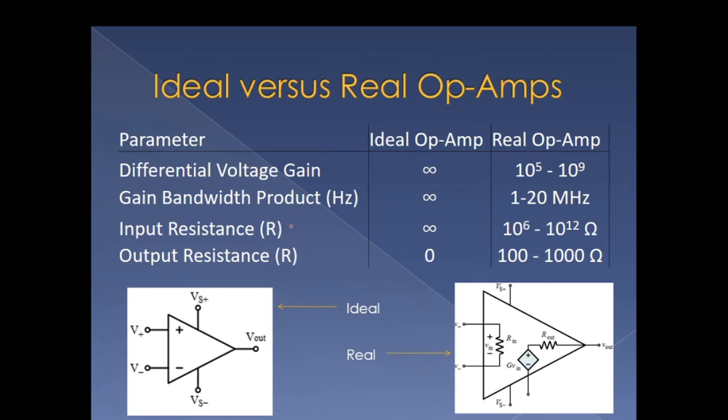Next, input resistance R is infinity, meaning impedance is infinity in case of an ideal operational amplifier, while in a real operational amplifier we find it in the order of 10 to the power of 6 to 10 to the power of 12 ohm. Next, output impedance or output resistance. In an ideal operational amplifier it is 0. In a real operational amplifier its value lies in the range of 100 to 1000 ohm. So these are the parameters of an ideal versus a real operational amplifier.